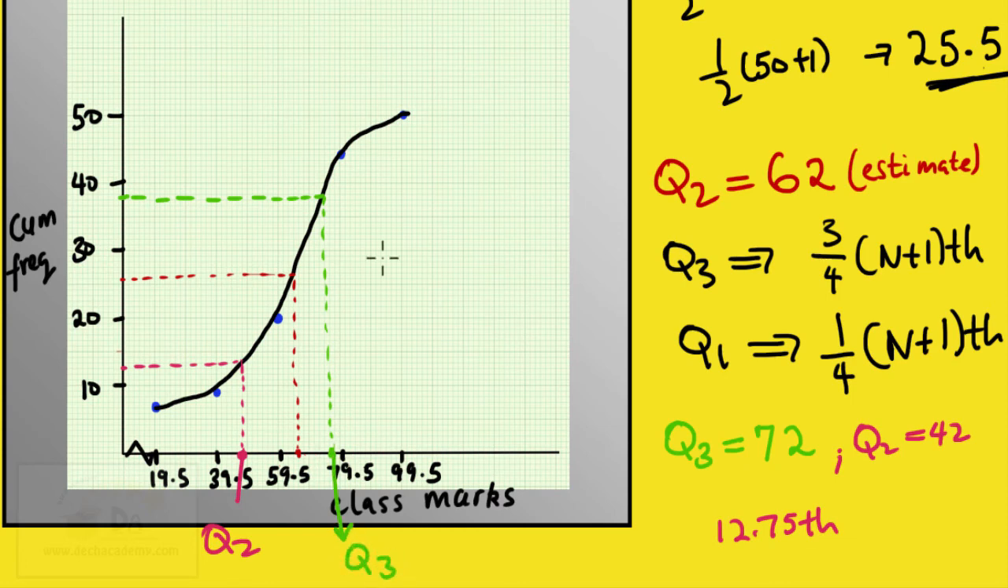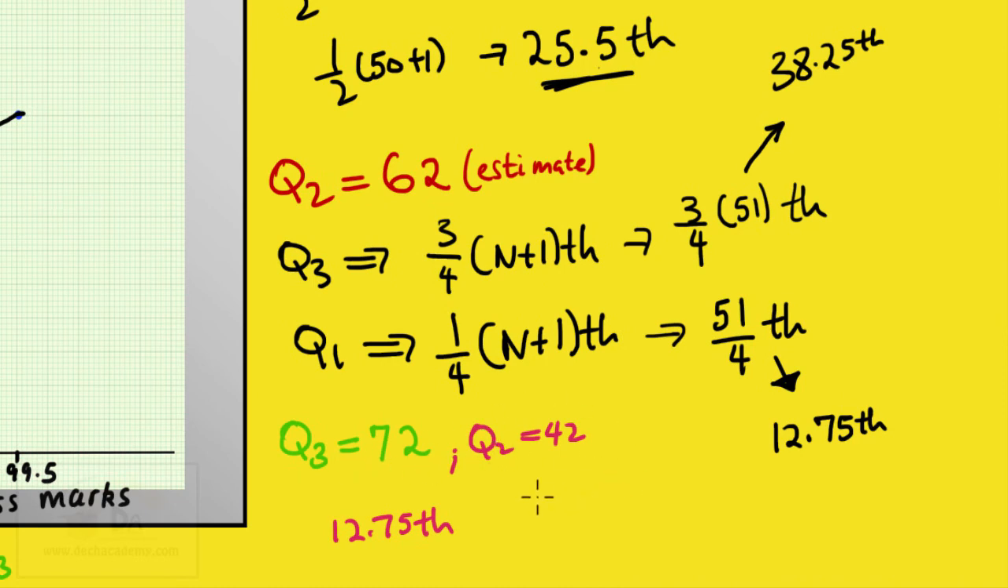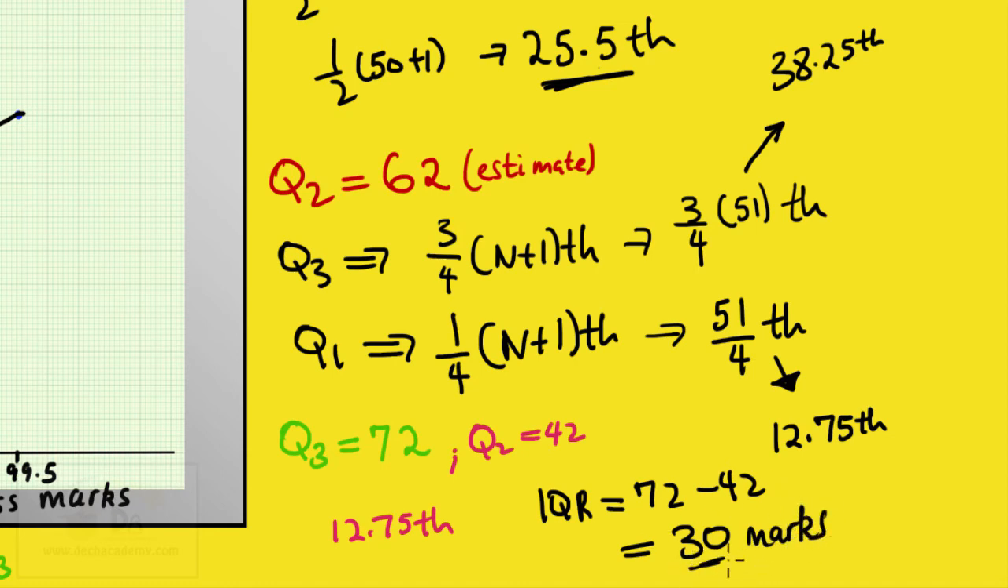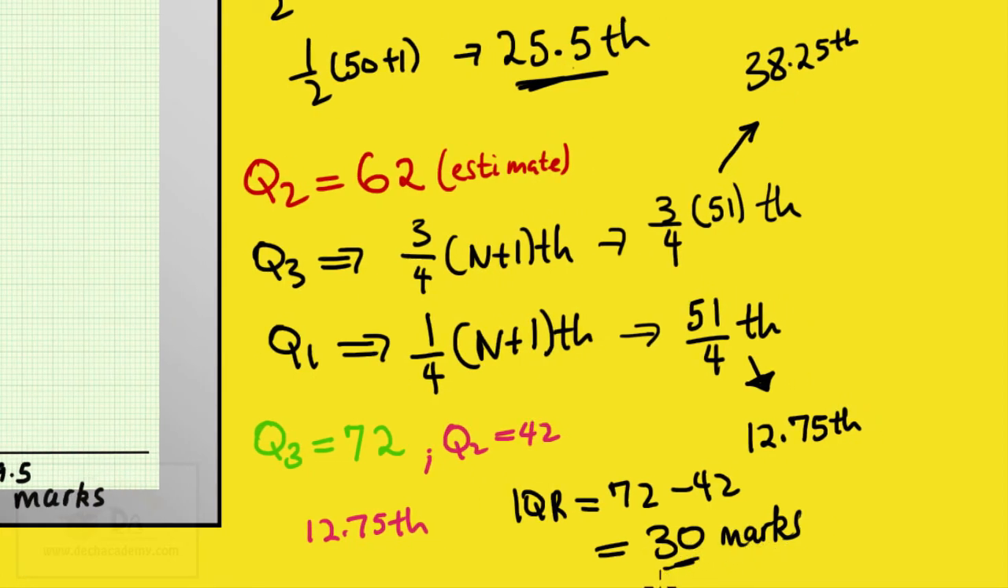So for an interquartile range based on my number estimates, the interquartile range is going to be Q3 minus Q2, which is going to be 72 minus 42, which is going to be 30 marks. Because we're talking about marks. Or just say 30 anyway, because I didn't really give units for the marks. Well, 30 marks, let's put it that way.